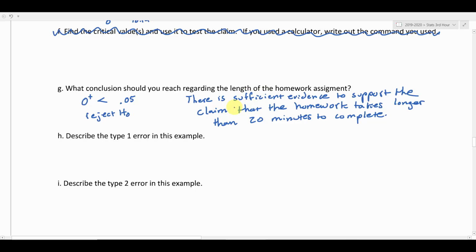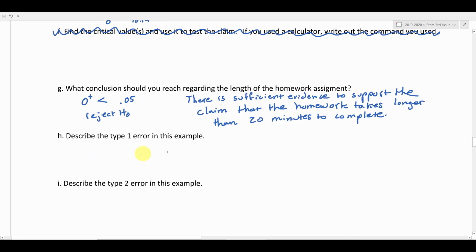If I was expecting it to take 20 minutes, well, it's clearly taking people longer based on the evidence that was provided. So I need to go back and make adjustments on that homework, or at least adjust my expectations and say, you know, maybe my expectation is that homework should take 30 minutes or something to that effect.